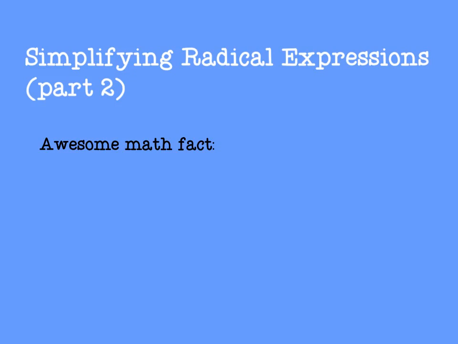So to start off, I wanted to talk to you about an awesome, and by awesome I mean really awesome, math fact. Did you know that the square root symbol and squaring a number are opposite operations? Just like adding and subtracting are opposite operations, multiplying and dividing are opposite operations, taking the square root of a number and squaring a number also are opposite operations. So here's what that means.